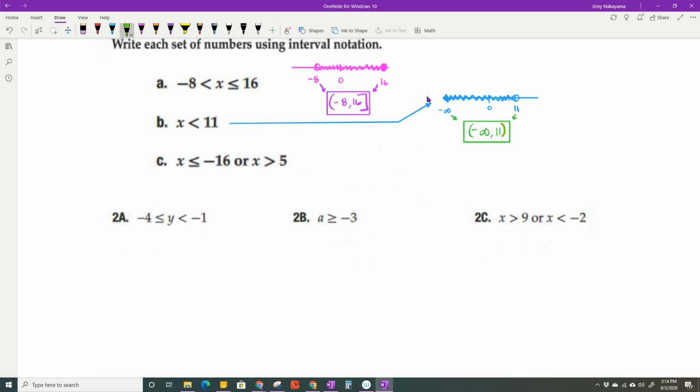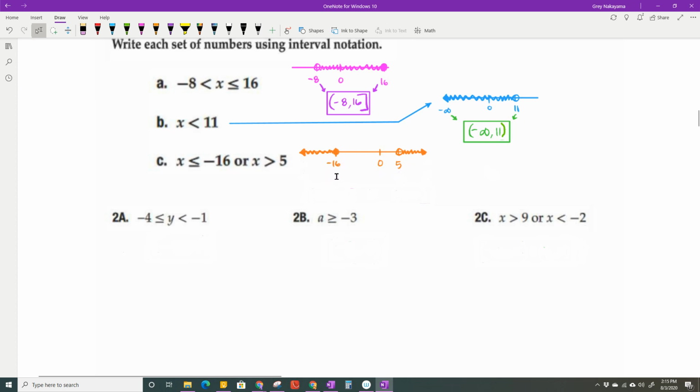Now I have x less than or equal to negative 16, or x is greater than 5. So again, I'm going to put that on the number line. I'm going to graph it. Okay, so we plot negative 16 is equal to, so I have a closed circle. I always put 0 because people often forget where it is. But it doesn't have a circle on it, so it's not going to be used in my interval.